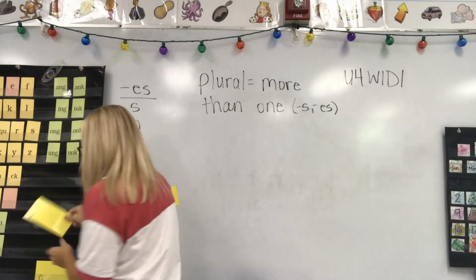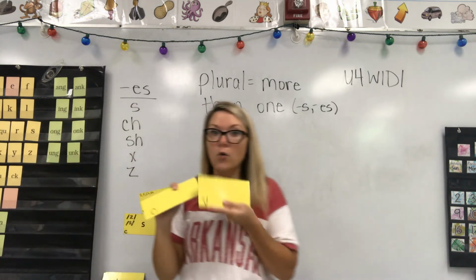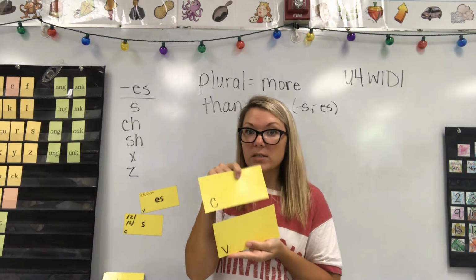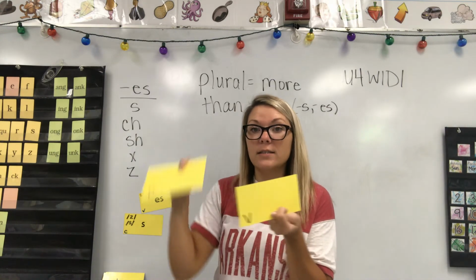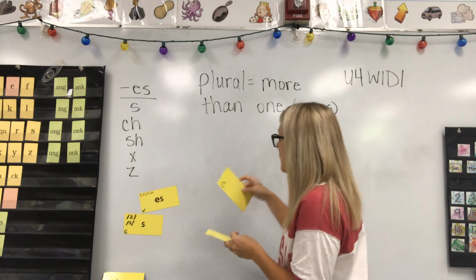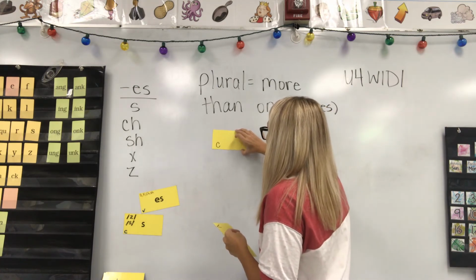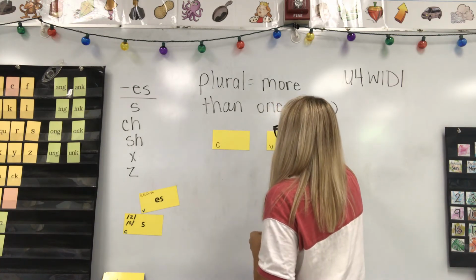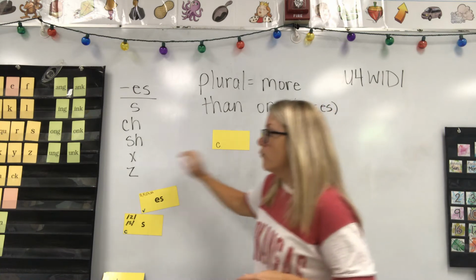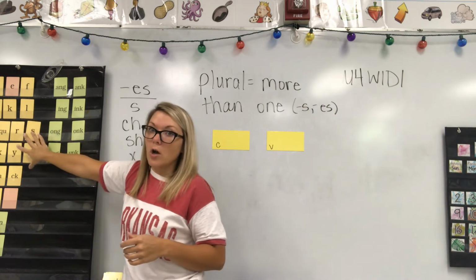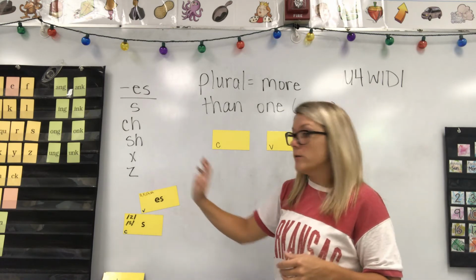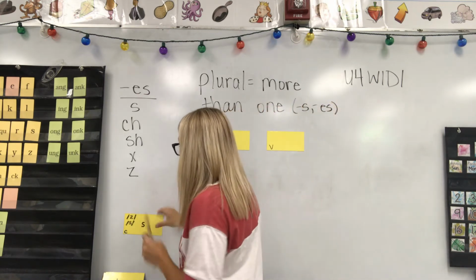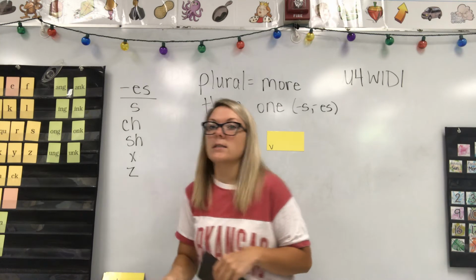Okay, so I told you that you need a yellow V tile and a yellow C tile. This means a vowel suffix and a consonant suffix. C is for consonant, what our yellow cards are, consonants. V is for vowel, what our pink cards are. So we have vowel suffixes and consonant suffixes.